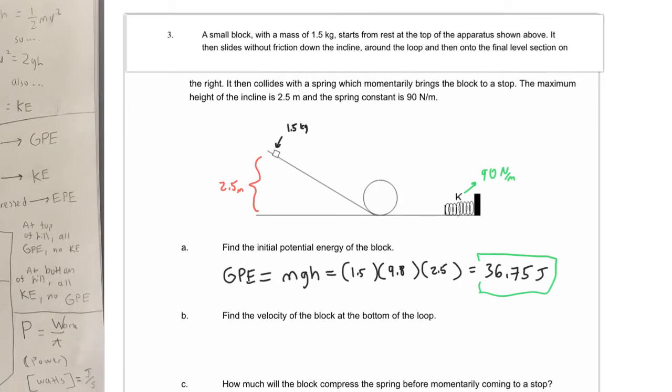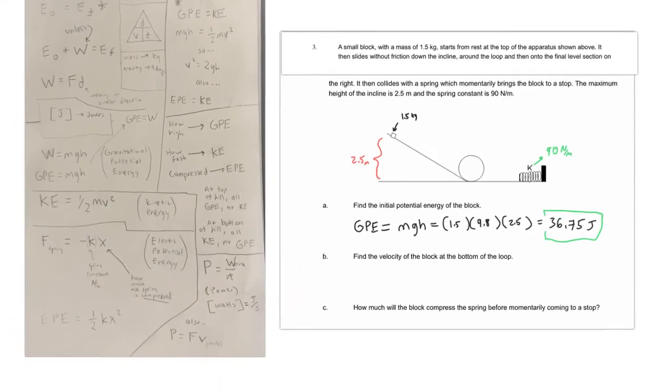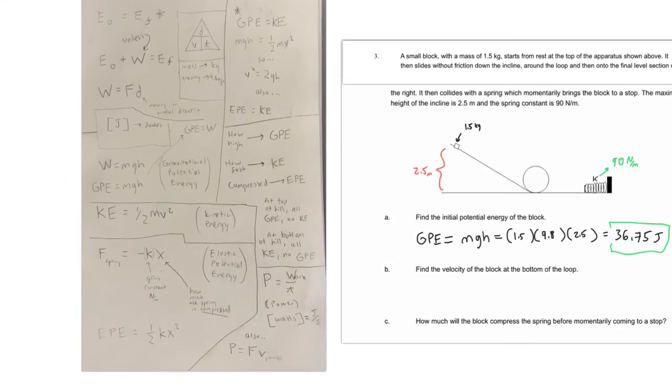Okay, looking at lowercase letter b, find the velocity of the block at the bottom of the loop. So velocity, once again, we should be thinking, if it's how fast, we're probably going to have to deal with kinetic energy, and kinetic energy is right here. That's 1/2 mass times velocity squared. So we could always take this 36.75 and put it here and then set it equal to 1/2 mass times velocity squared. Now, that would totally work.